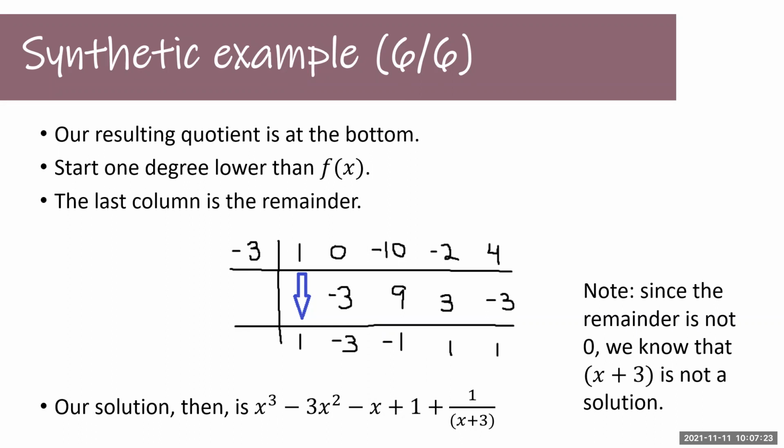Now, if our remainder is 0, then x plus 3, the 0 of a equals negative 3, is a perfect solution. So that would mean that negative 3 would be a 0. But here our remainder is not 0, and so it doesn't go in there evenly. We know that x plus 3 is not a factor here.